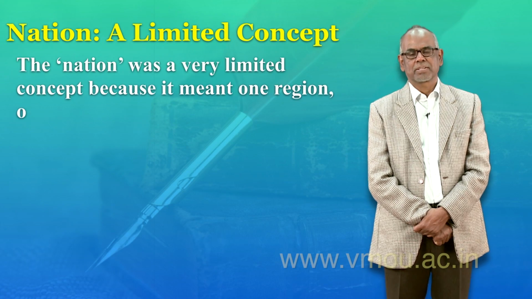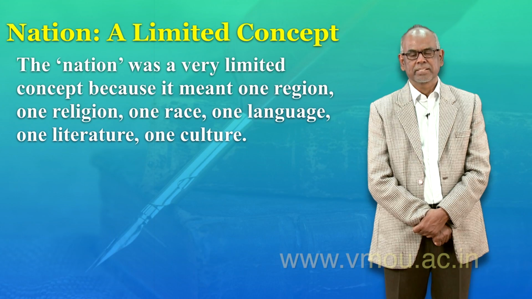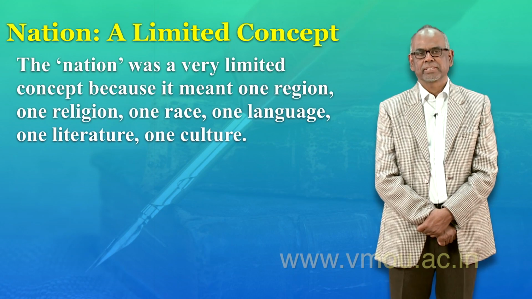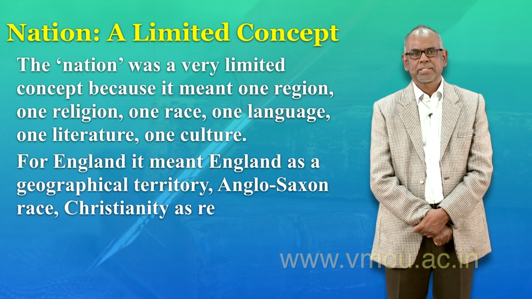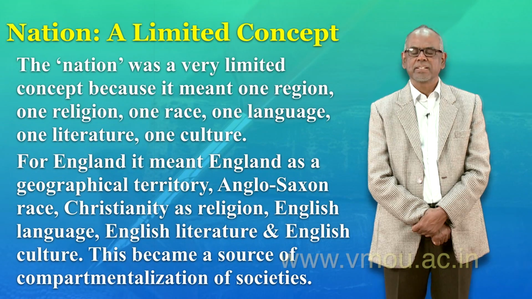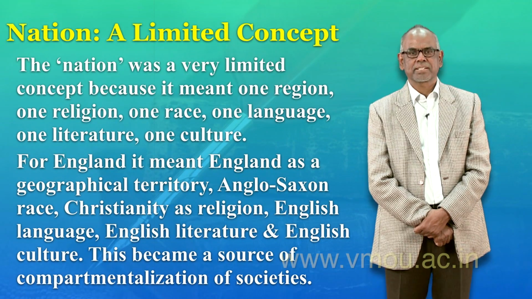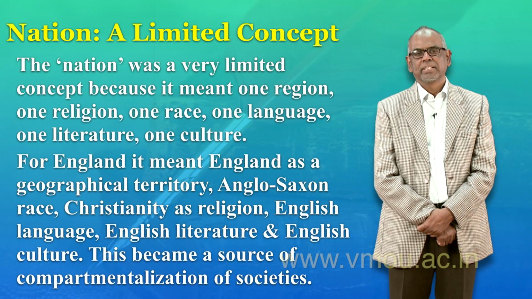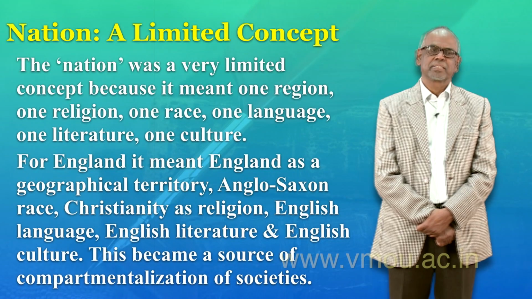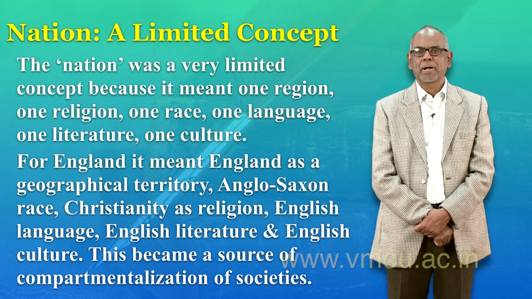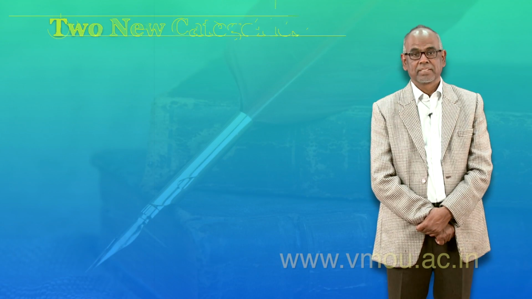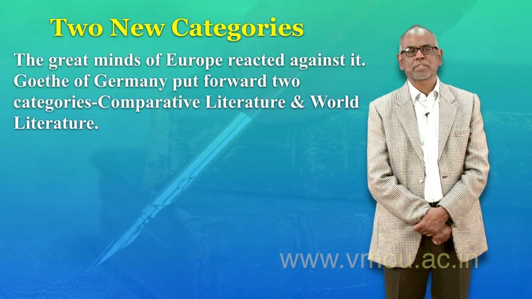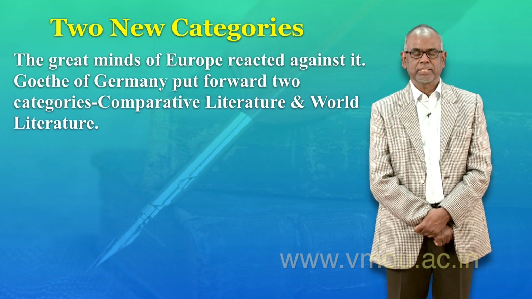This nation was a very limited concept because it meant one region, one religion, one race, one language, one literature and one culture. In other words, for England, it used to be England as a geographical territory, Anglo-Saxon race, Christianity as religion, English language, English literature and English culture. And national literature, because of these limitations, became a source of compartmentalization of societies, and therefore, the great minds of Europe reacted against it, and one of such persons was Goethe from Germany.